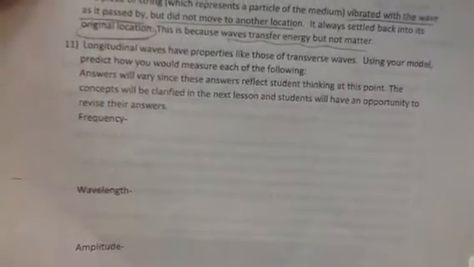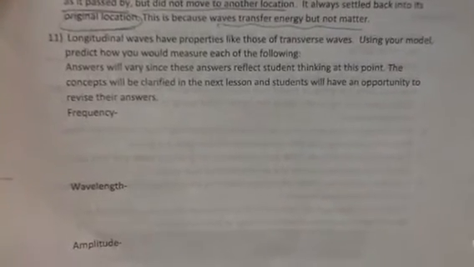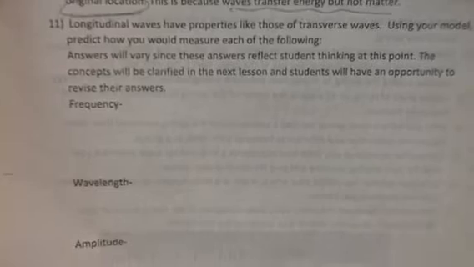Now, on number 11, you are supposed to make some predictions here, which is really hard, I know, but just think about your picture. Think about what these words meant when we did transverse waves and see if you can figure out what they mean for longitudinal waves. Frequency is the number of waves per second. Think about how we watched the green dot on the screen and counted as the wave went by in so many seconds. How do you think we're going to count waves with longitudinal?